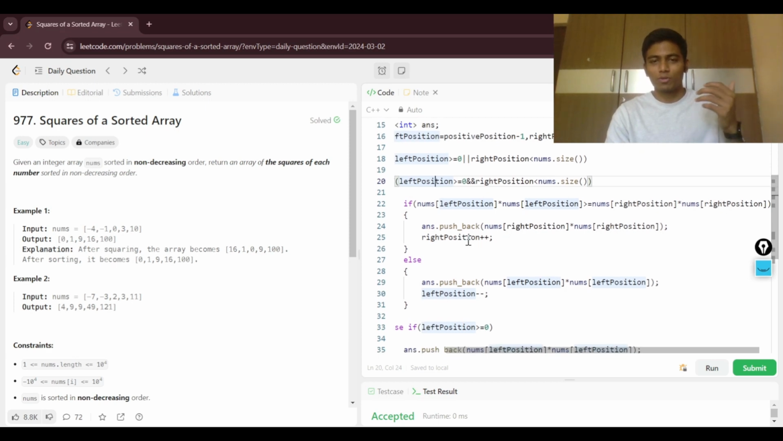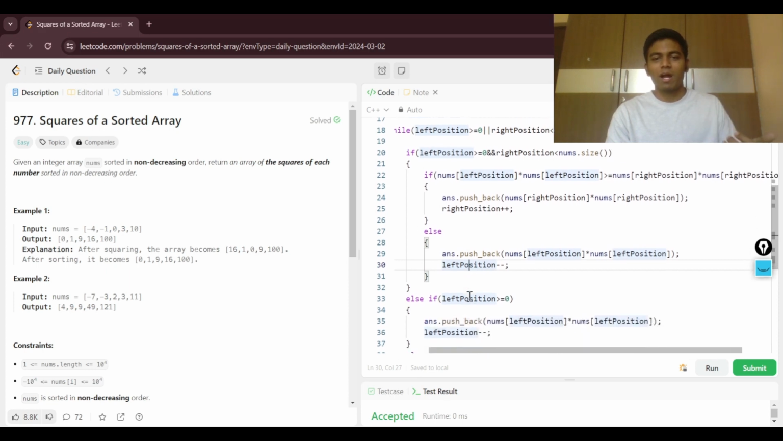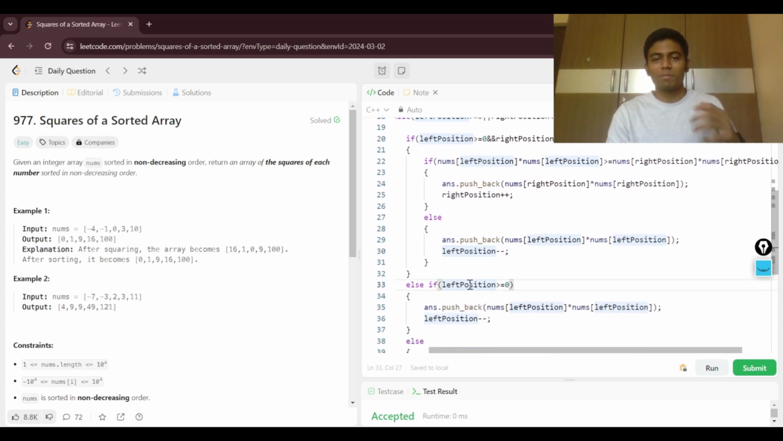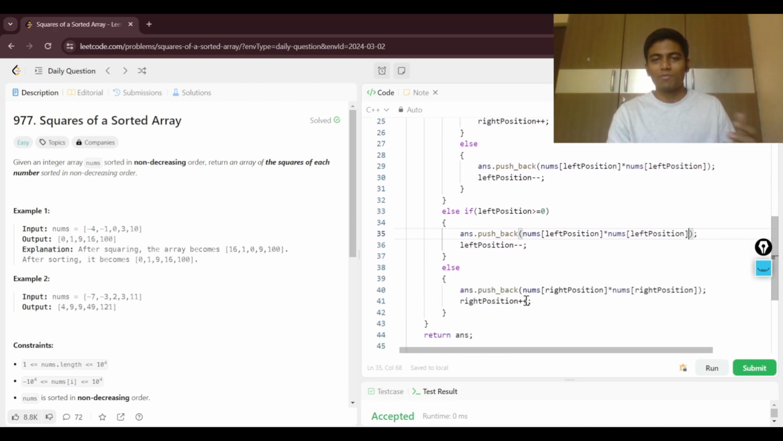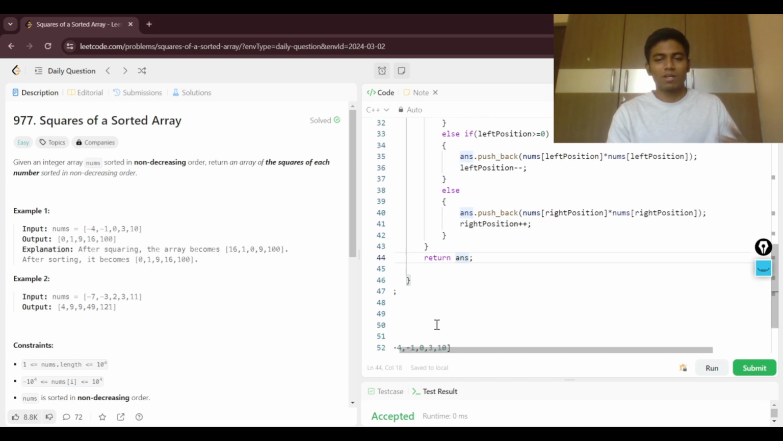And then for the right position we increment, and for the left position we decrement. And if only one of them is in the boundaries, then there is only one way to traverse: if only the left position is in the boundaries, we take the left position, and if the right position is in the boundaries, we take the right position and modify accordingly. And at last we return the answer. Yeah, that's it for this question.